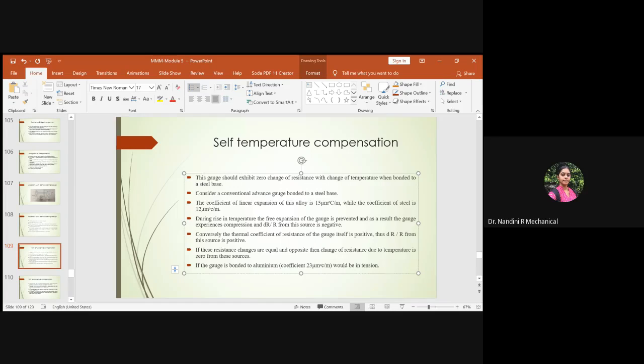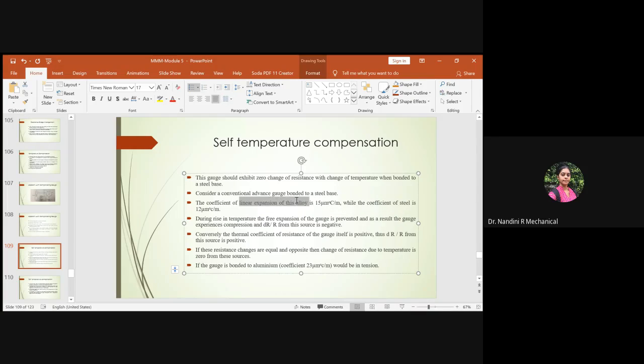So this is a combination of alloy. We studied the gauge material, right? It is made up of germanium and it is embedded with an impurity called boron. So that itself is a combination of alloy, and that is now bonded with a steel base. And hence, due to this combination of alloy, the coefficient of linear expansion for this alloy material will be 15 micrometer per centimeter. Okay, while the coefficient of the steel will be 12 micrometer.